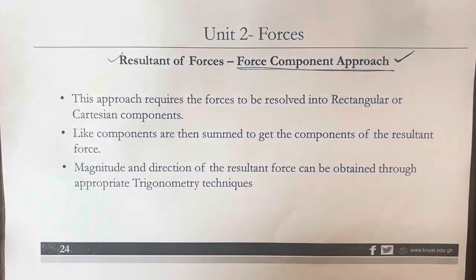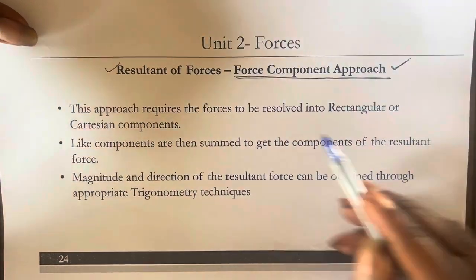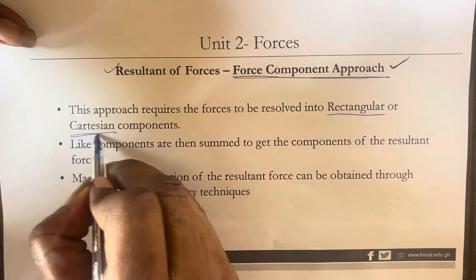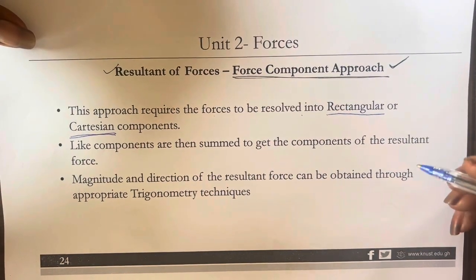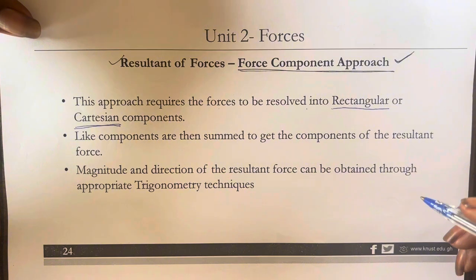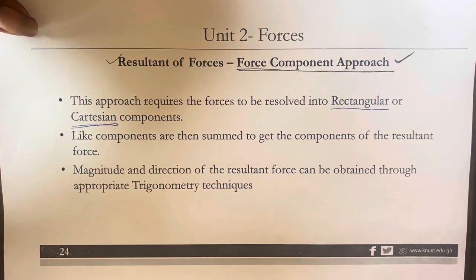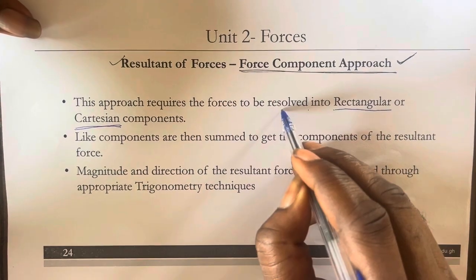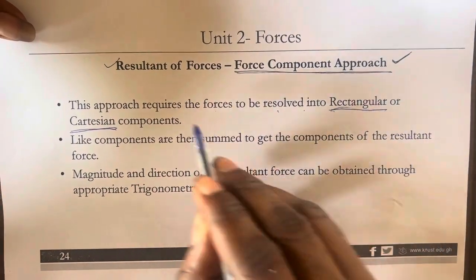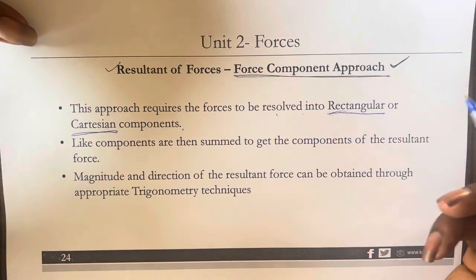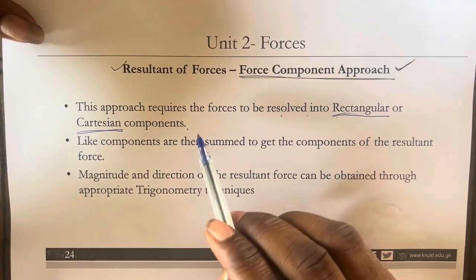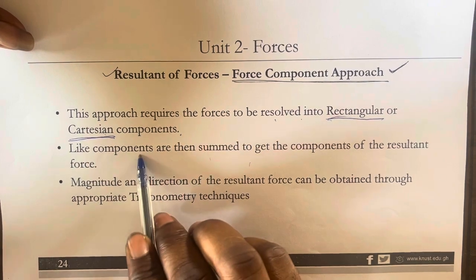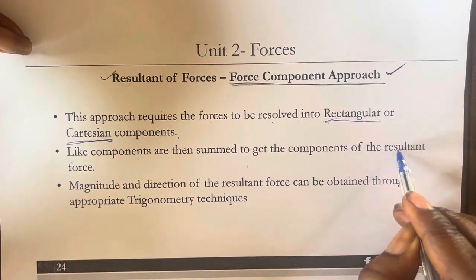All right. So this approach requires the forces to be resolved into rectangular or Cartesian components. So we are going to look at forces acting on the body in space. Each of the forces acting on the body in space, we must first resolve into a rectangular component or a Cartesian component. The components are then summed to get the components of the resultant force.